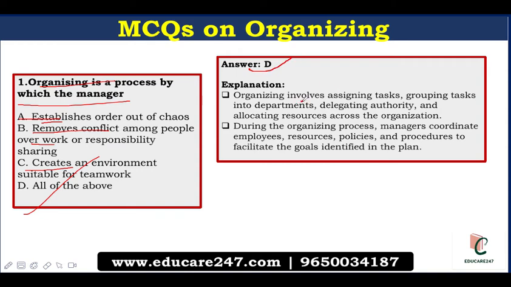Organizing involves assigning tasks, grouping them into departments, delegating authority, and allocation of resources across the organization. So if we look at each of them, the process starts with the identification of tasks or activities. All the activities which have to be performed in a concern need to be identified first. For example, preparation of accounts, making of sales, keeping of records, or quality control. All these activities need to be grouped into units.